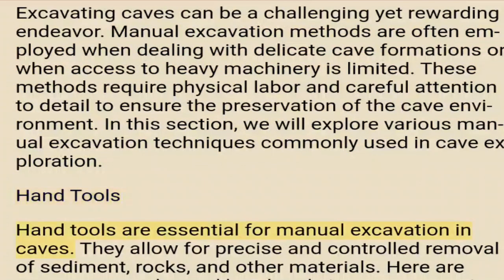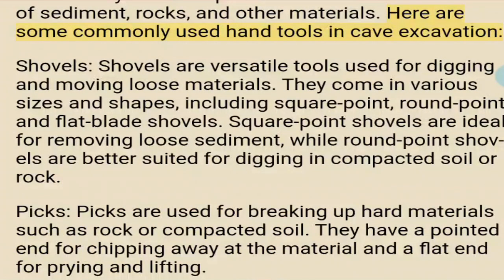Hand tools. Hand tools are essential for manual excavation in caves. They allow for precise and controlled removal of sediment, rocks, and other materials. Here are some commonly used hand tools in cave excavation. Shovels. Shovels are versatile tools used for digging and moving loose materials. They come in various sizes and shapes, including square point, round point, and flat blade shovels. Square point shovels are ideal for removing loose sediment, while round point shovels are better suited for digging in compacted soil or rock.